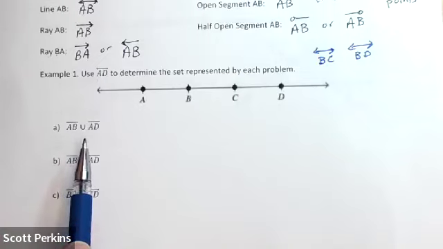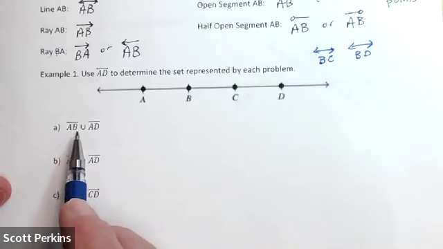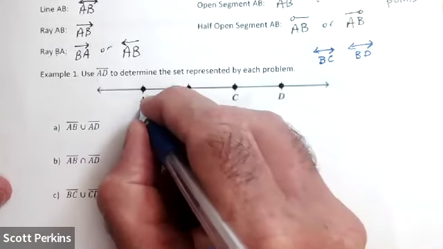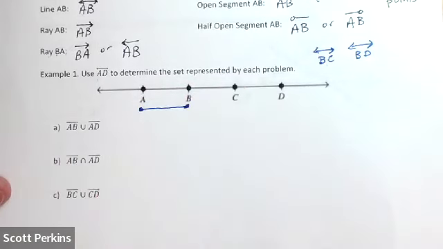Okay, you're taking all the elements of each set and you're joining them together. So what I'm going to do is use my little blue pen here, and we're going to see what happens when I glue these things together with my union. So AB is the line segment from A to B. It includes the endpoints. So I'm going to draw it in blue right here. It starts at A and it goes to B. It includes the endpoints. So there we go.